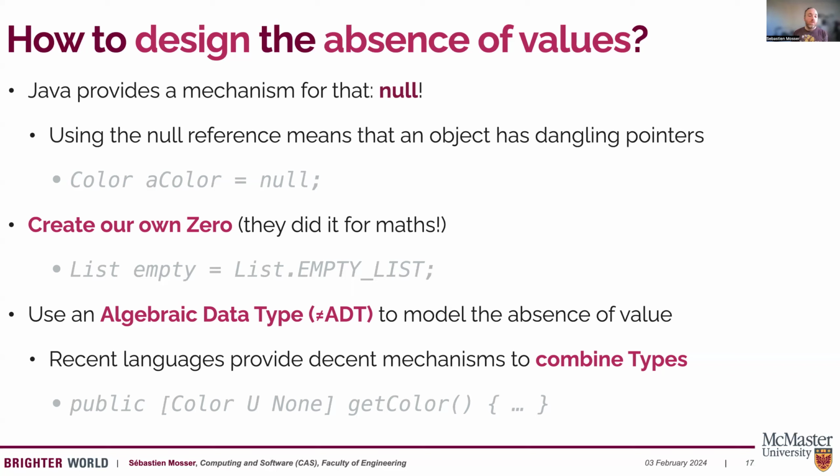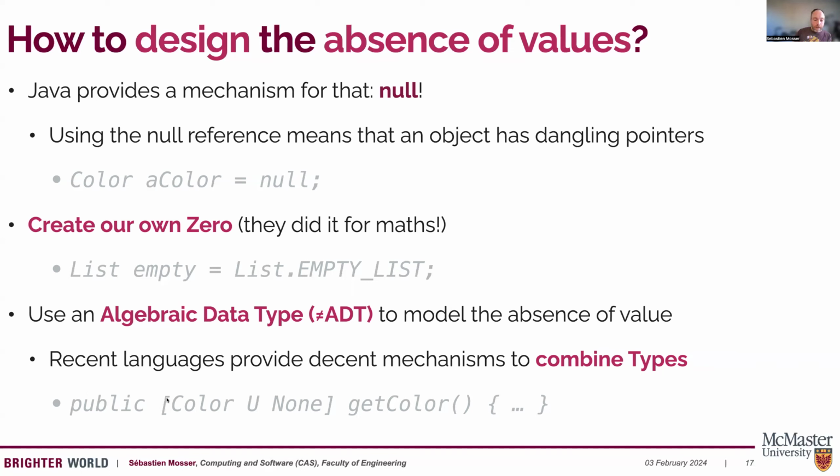Second point would be to use what's called an algebraic data type. It's the same acronym, ADT, but it's different. It's not an abstract data type, it's an algebraic data type, which is basically a thing where I can say, oh, my method getColor can return a color, or it can return nothing.